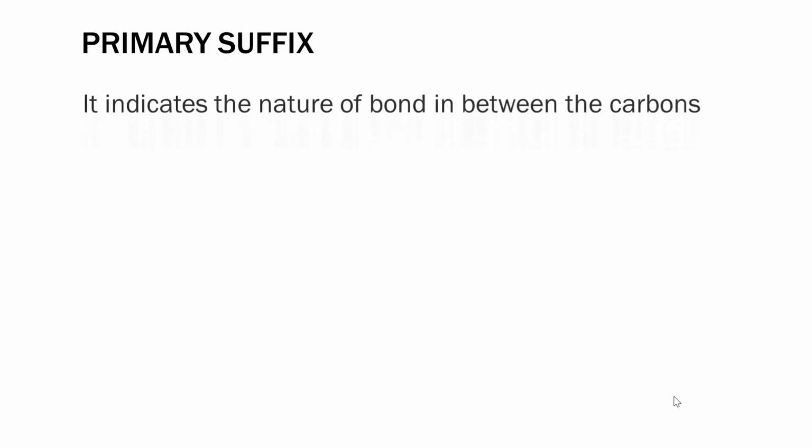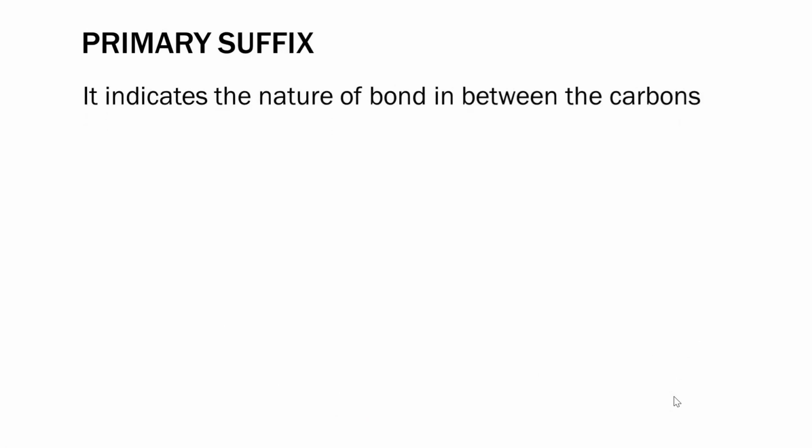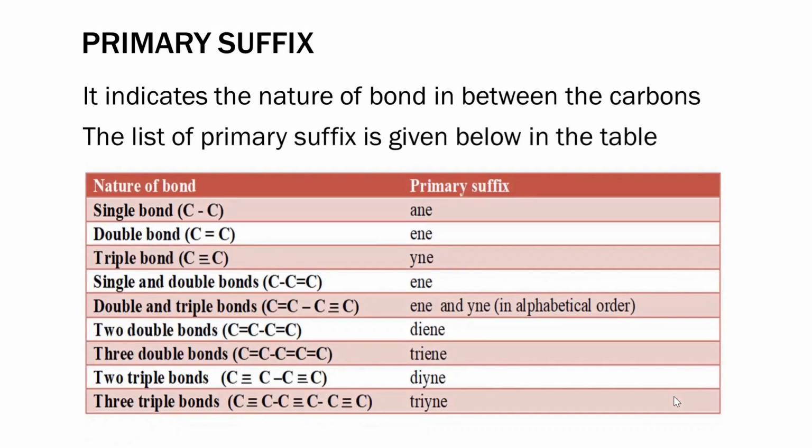Let's move to another part of the name, that is the primary suffix. So what is the primary suffix? The primary suffix indicates the nature of the bond in between the carbons, right? The nature of the bond in between the carbons. The list of primary suffixes is given below in the table.